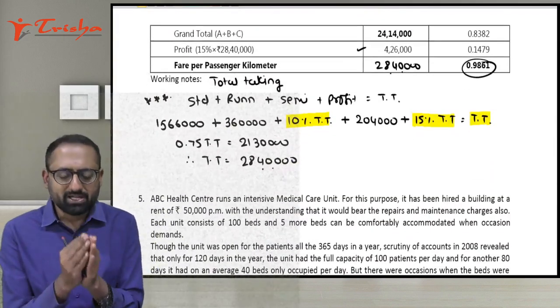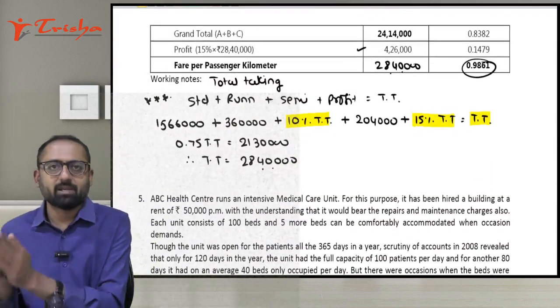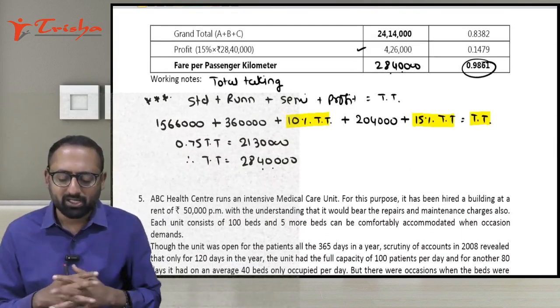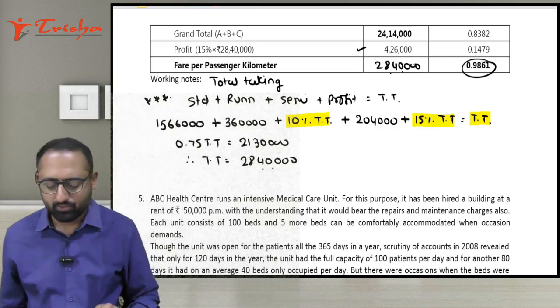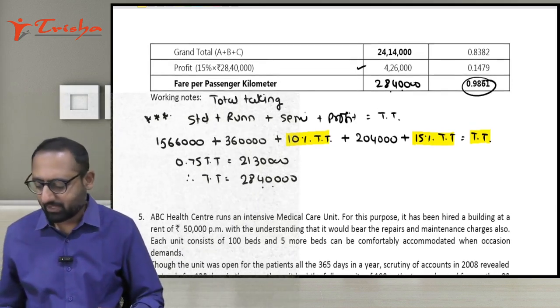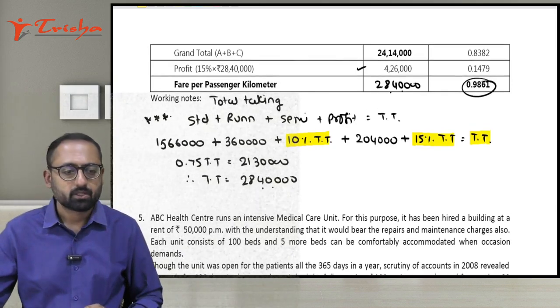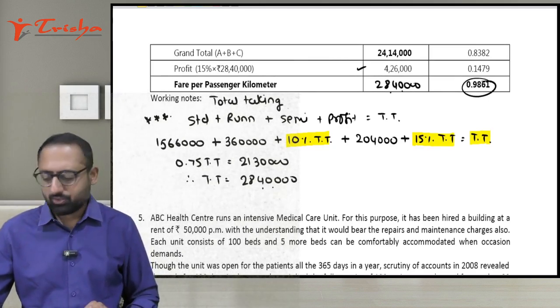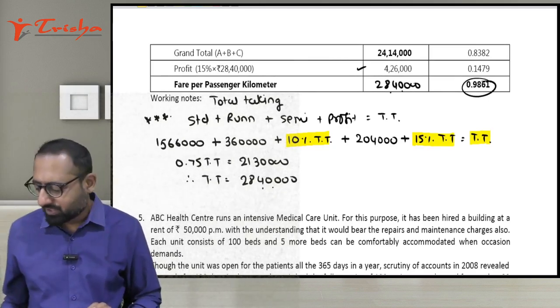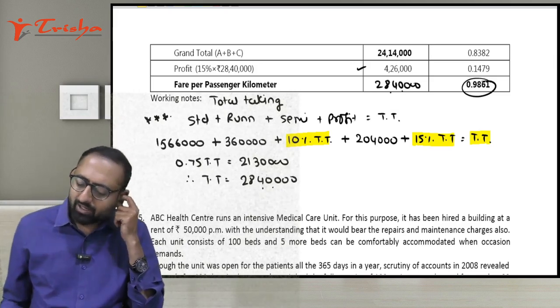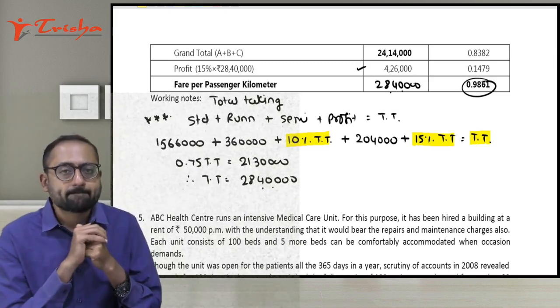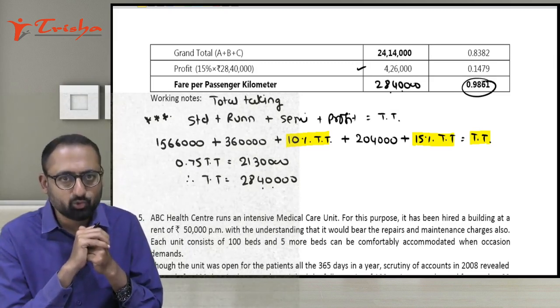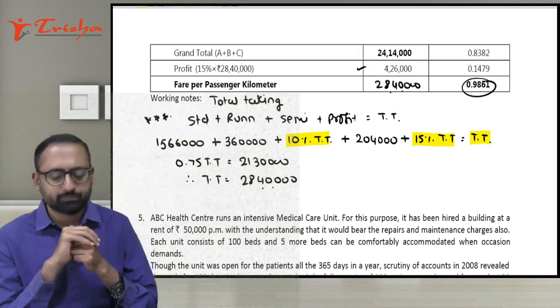So total standing charges, running charges, semi variable expenses plus profit is equal to total taking. So this is how you'll have to work, guys. I hope everybody got this. Right? So here we have completed goods transportation and passenger transportation question. Now let's move ahead and let's work out the hospital question and then hotel accommodation question.